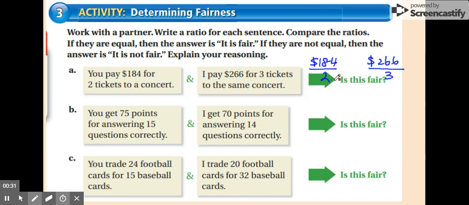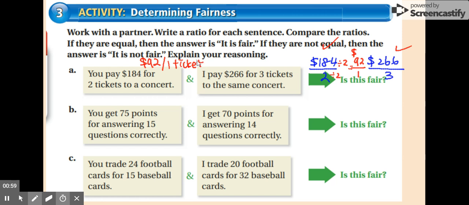In Lesson 1, we learned about unit rate. If you think about how much you pay per one ticket for each case, then if it's exactly the same, you can say, oh, it's fair. If it's not the same, if one of them is bigger than the other, then you might say it's not fair, right? So now I'm going to divide it by 2, so it's going to be $92 for the first case. So it's going to be $92 per one ticket.